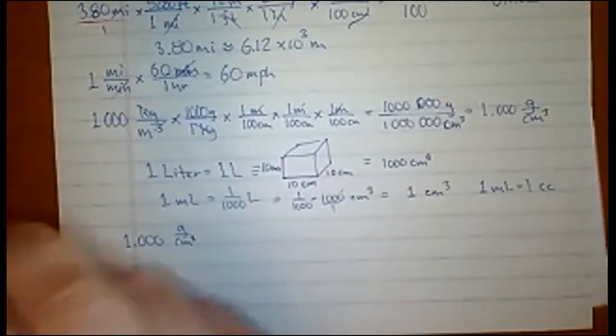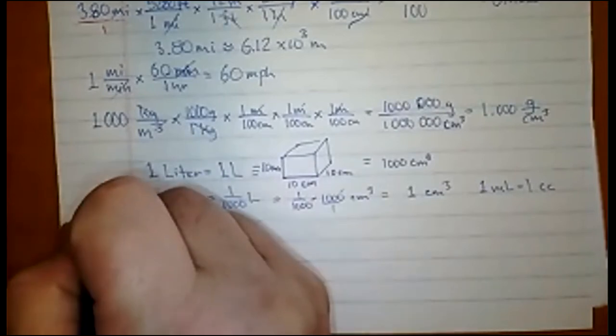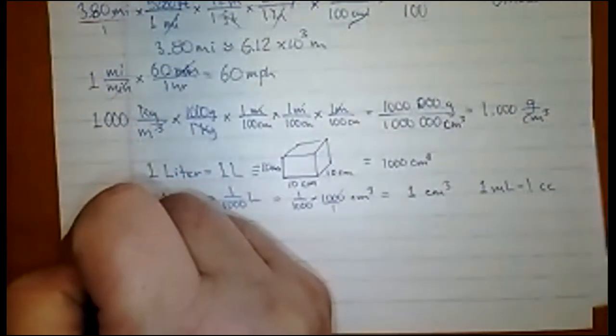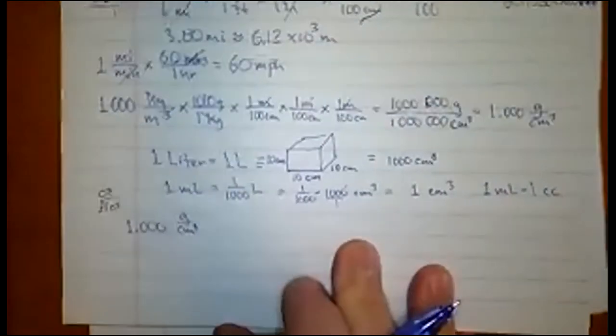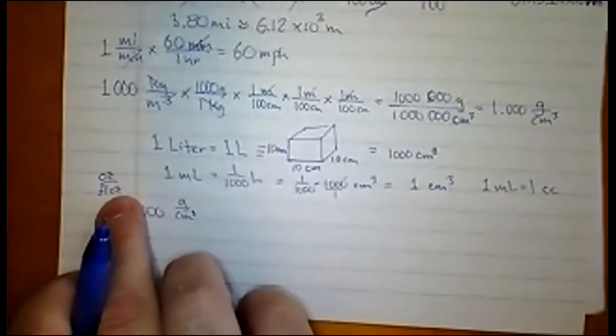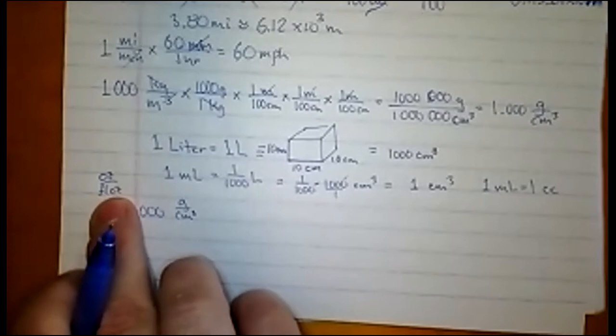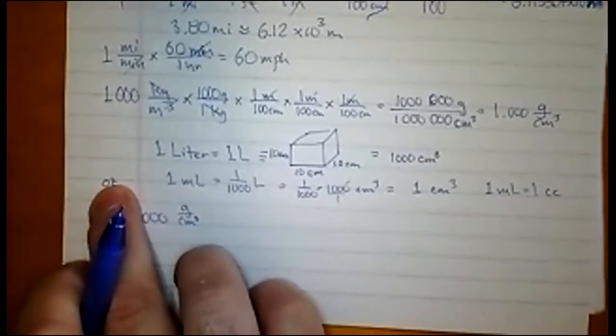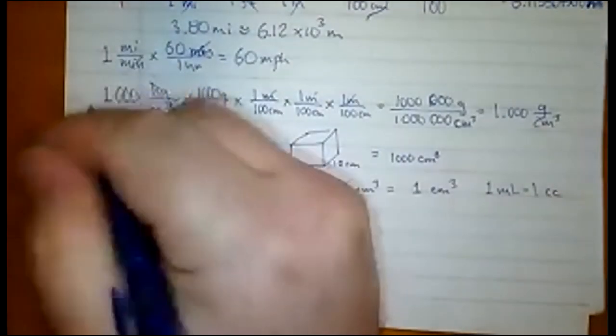But in this case, I'm going to convert it to ounces per fluid ounce, because that's a weird little unit, right? Ounces per fluid ounce. People don't even realize sometimes that there's actually 2 types of ounces. There's the ounce, that's a unit of weight, which is 1/16th of a pound.